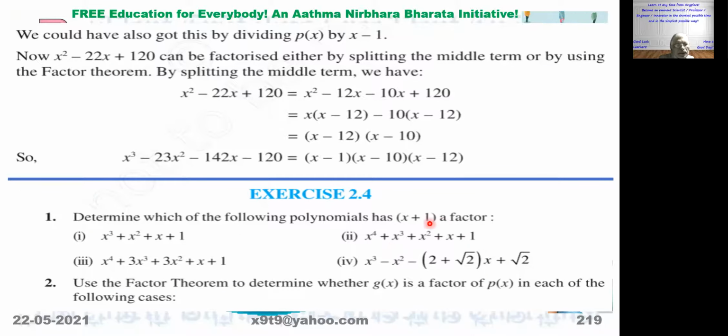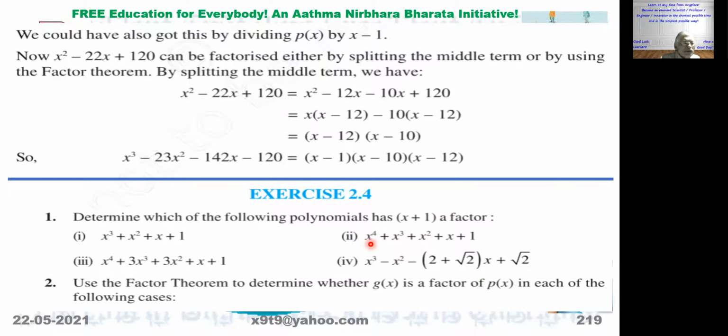Similarly here, if we try to put x plus 1 equal to 0 and x equal to minus 1, minus 1 will give plus 1 here, this is minus 1, they will cancel. This is plus 1, this is minus 1, they will cancel, and 1 will remain. So the value of the polynomial is not 0. So x plus 1 is not a factor. So try to do this by long division also for practice and getting experience in handling numbers with positive and negative signs.